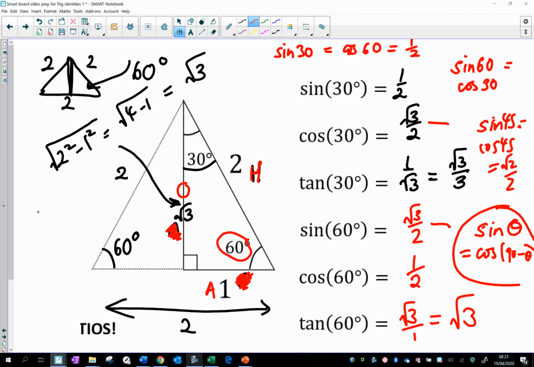Okay, so if you've got something like, over on the left hand side here in blue, sine of 40 degrees, you know that that is going to be the same as cos of 50 degrees, and so on, as long as the two angles there add up to 90 degrees.